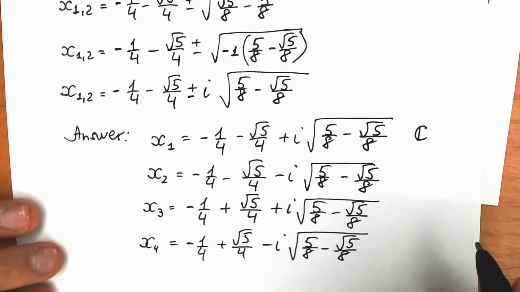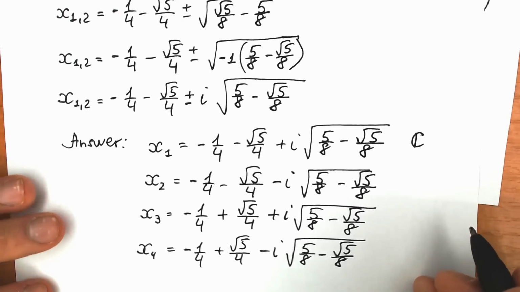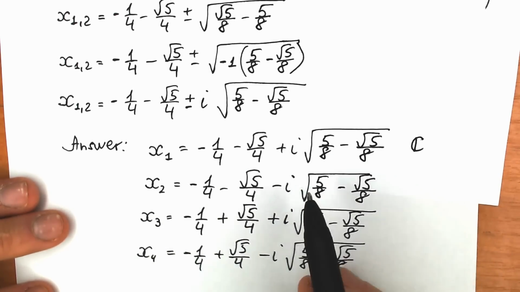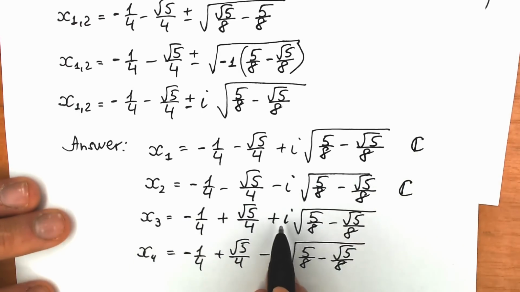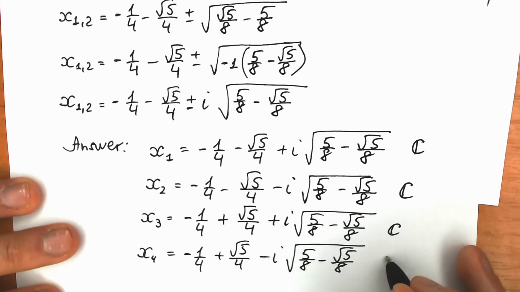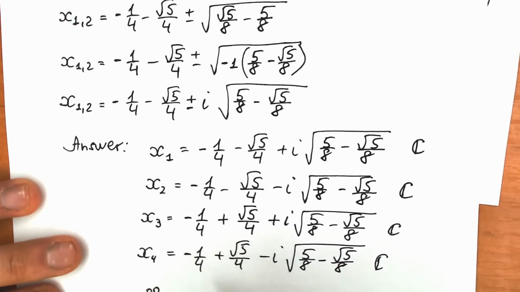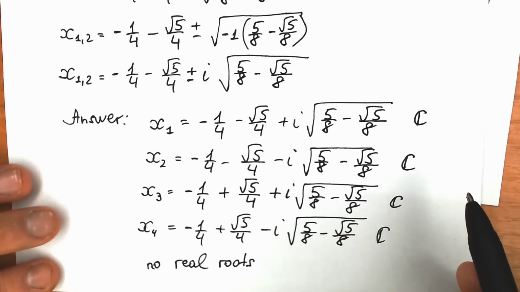And one really important moment, because maybe a lot of students think that right here we have a real number solution. But if you look closely, x first is a complex solution, x second is a complex solution, the third is also a complex solution, and the fourth is a complex solution. So we can easily say that there are no real roots. This question does not have real solutions. This question has only 4 complex solutions.